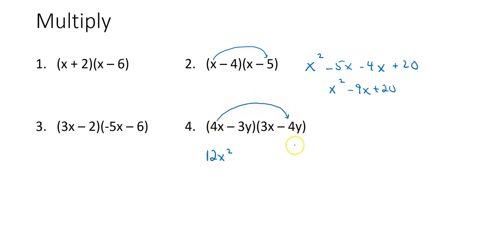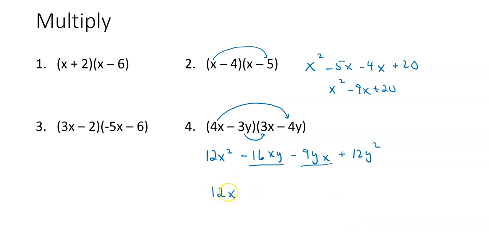4x times negative 4y, well, 4 times negative 4 is negative 16. X times y is xy. Now multiply the insides. Negative 3y times 3x, negative 3 times 3 is negative 9 times y times x. And then your last terms, negative 3 times negative 4 is positive 12y squared. Now you realize that these are actually the same term. The order doesn't matter. So it doesn't matter whether you're doing xy or yx, it's the same thing.